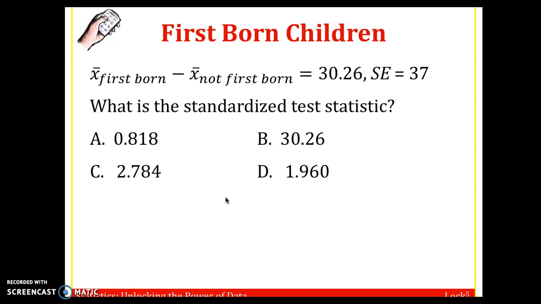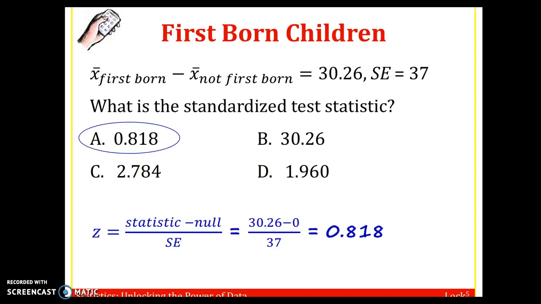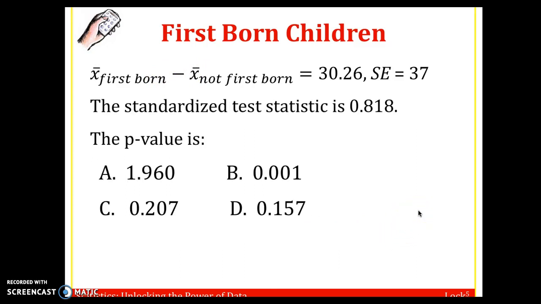All right, so before we do anything, what is the standardization test statistic? Again, this is that z-score. You want to practice this, pause the video and go compute the z-score. Up here, we take the statistic, which is 30.26. The null is 0. In this class, we're always going to assume if we're doing a difference of means or a difference of proportion, the null is 0. And divide by 37 to get 0.818. All right, standardization test statistic is 0.818.